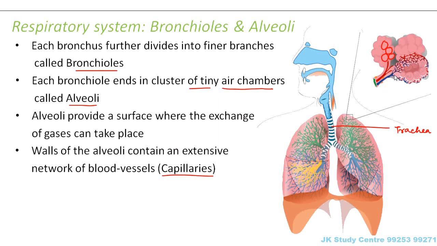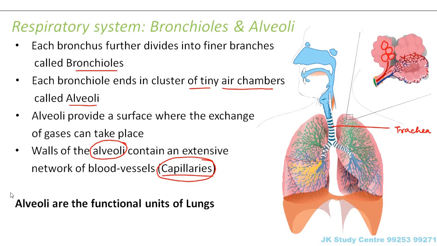So the actual gaseous exchange takes place between alveoli and the blood vessels. And what are capillaries? Capillaries are the smallest blood vessels, right? So the actual exchange of air takes place between alveoli and the blood vessels called capillaries. For this purpose, the walls of the alveoli are very thin, and the walls of the capillaries are also very thin, so that the exchange of gases can take place effectively and easily. That is why alveoli are called the functional units of lungs.